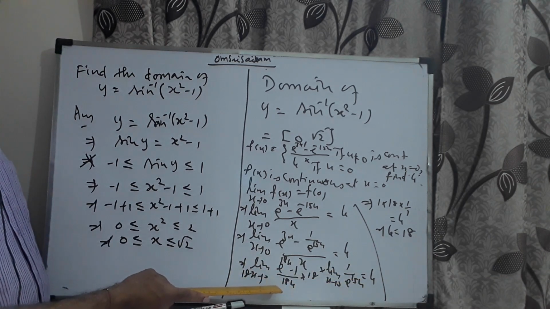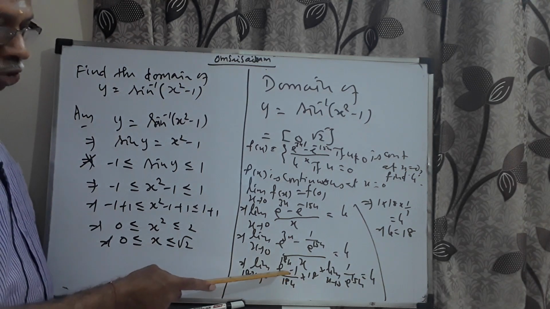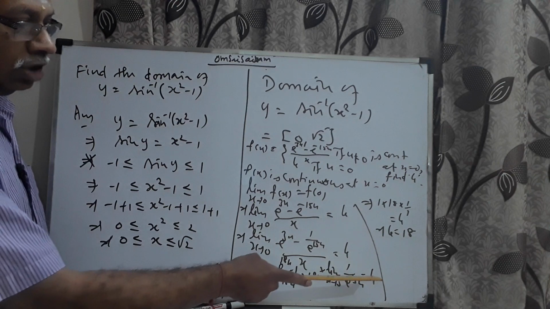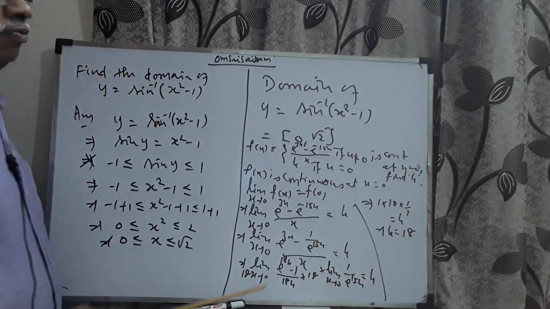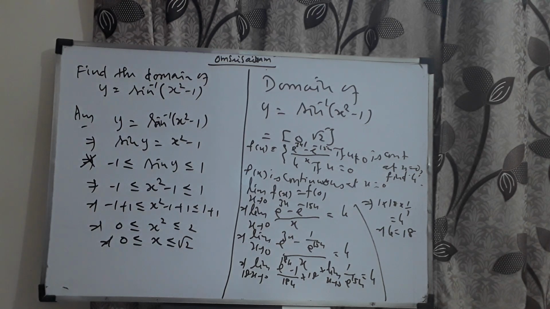There is a formula: limit x tends to 0, e power x minus 1 whole by x is supposed to be 1. Therefore, 1 into 18 into this 1 will be equal to k. Therefore, the value of k happens to be 18. When the value of k is 18, this particular function will be continuous at x equal to 0. This is how it is given.